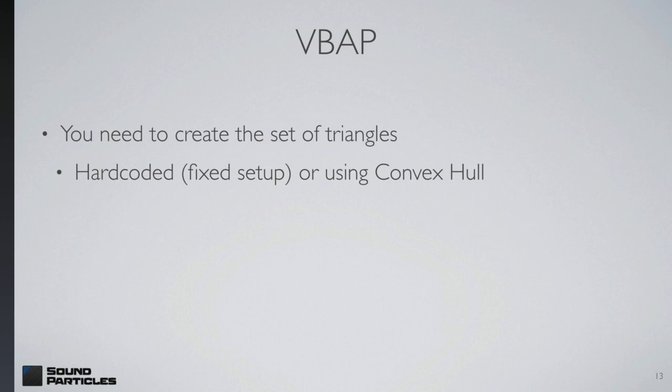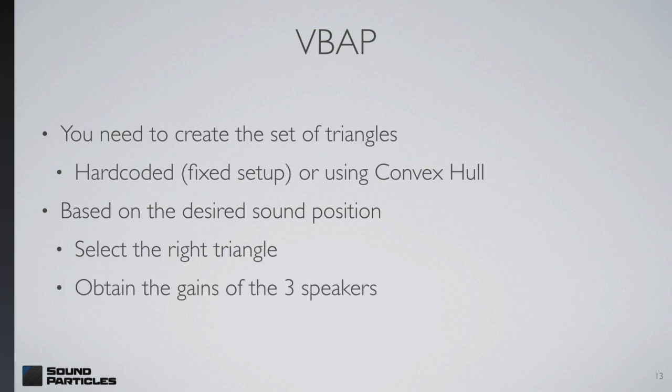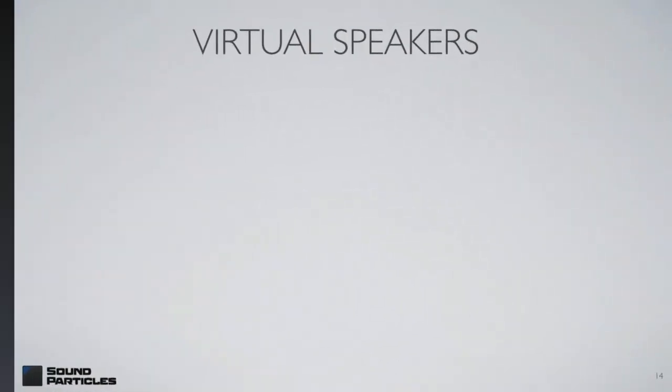If you want the users to be able to enter some custom configuration, then what you need to do is something in mathematics called a convex hull, that essentially creates all the triangles to make sure that, for instance, there aren't triangles overlapping, or that there are no 3D areas not covered by any triangle. So there is something that you need to take into consideration. Then, based on the desired sound position, say I want the sound coming from there, you find the right triangle that intercepts that direction, then you obtain the gains for those 3 speakers of that triangle, and you apply all of this.